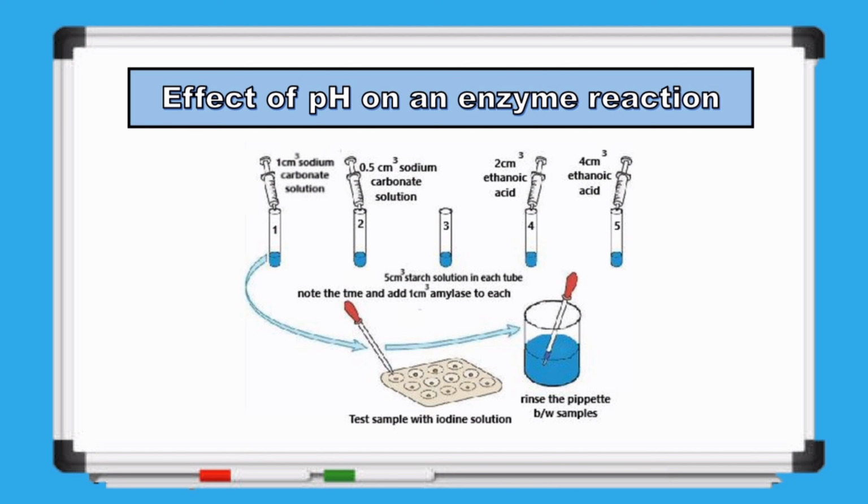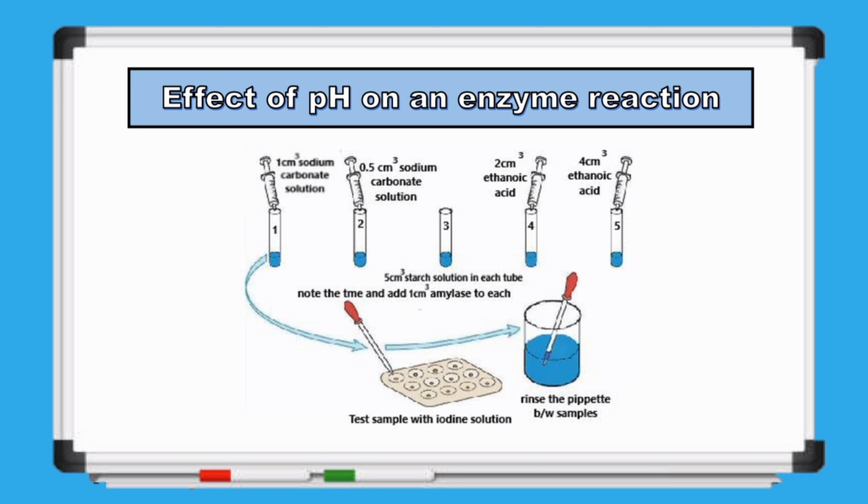A spot plate or dimple tray, as shown, will be used for testing the samples with iodine to monitor the breakdown of starch. And, the drops from each test tube are tested with iodine solution, which turns blue-black in the presence of starch. This color change helps us determine whether starch is still present or if it has been broken down by the enzyme. It's important to rinse the pipette between each sample to prevent contamination and ensure accurate results. Overall, the diagram provides a clear visual summary of the varying pH levels in each test tube, the addition of starch and amylase, and the method used to track starch breakdown.